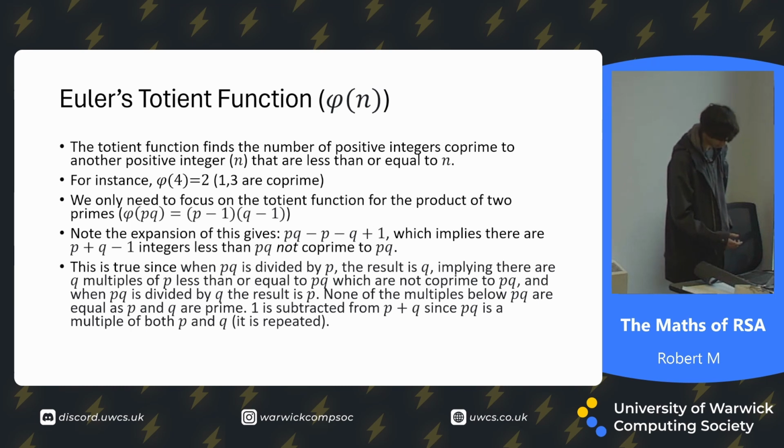So for instance, phi of 15 should be 8. The numbers that aren't co-prime to it would be 3, 6, 9, and so on, and then 5, 10, 15. In terms of multiples of 3, there will be 5 of them. In terms of multiples of 5, there will be 3 of them. The only repeated one is pq itself, which in this case is 15. So that's where the subtraction of 1 comes from.